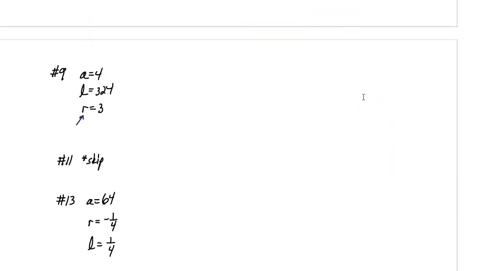Next, number 9. Says find the sum from this progression. We're given the first term, the last term, and the common ratio. So because there's a common ratio, it's geometric. The general formula is S sub n equals a minus a times r to the n all over 1 minus r. To use this formula, we need to know what n is. We need to know the number of terms. And that information is not given to us.